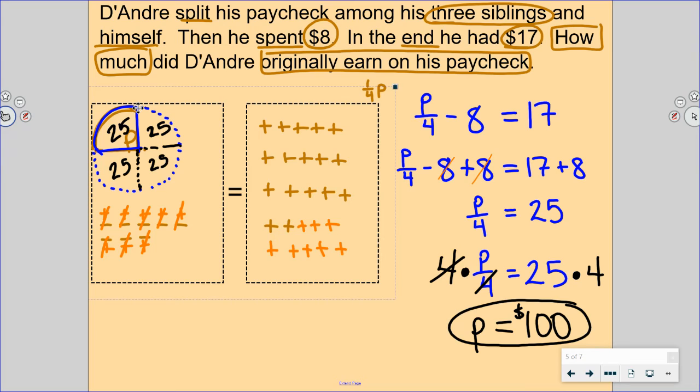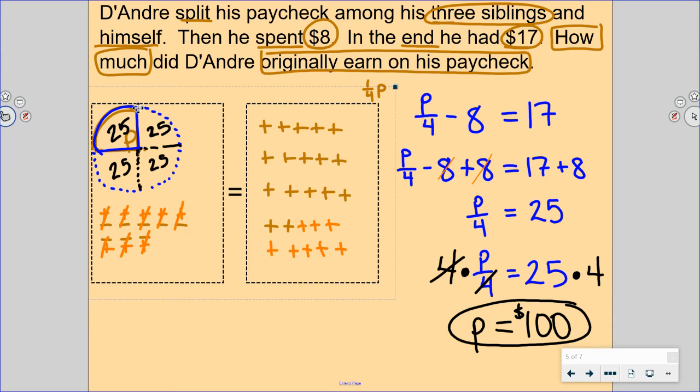So ask yourself, okay, what do we start with? P dollars. What happens first? We split it up. We divide it by 4. Because there were 3 siblings and DeAndre for a total of 4 parts of that paycheck. What happens next? We take that fourth of the money that DeAndre kept, and then we subtract $8 from that. All in all, it's equal to 17. I think that honestly is the toughest part, turning the verbal sentence into a mathematical sentence.